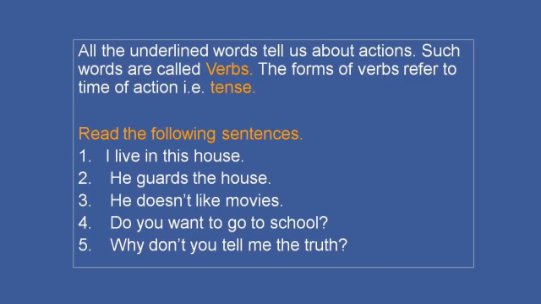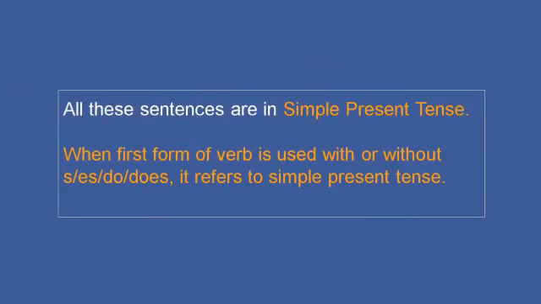Read the following sentences. I live in this house. He guards the house. He doesn't like movies. Do you want to go to school? Why don't you tell me the truth? All these sentences are in simple present tense. This is the topic of our today's lecture.